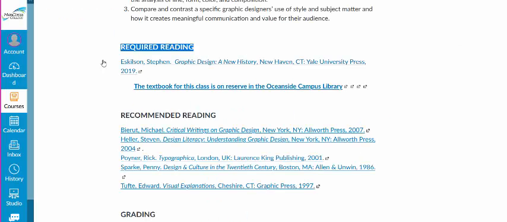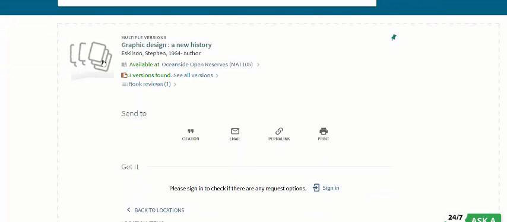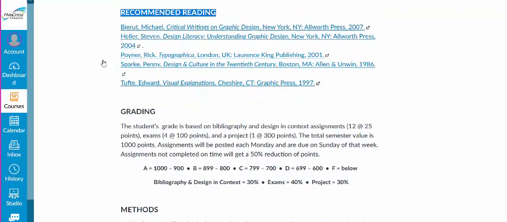The textbook for this class is also on reserve in the Oceanside Campus Library. Reserve books can only be used in the library. However, there are 2 other copies which are in the stacks at the Oceanside Library and can be checked out. They are older editions but can be used for this class if you need to. Here is some recommended reading if you're interested in reading further.